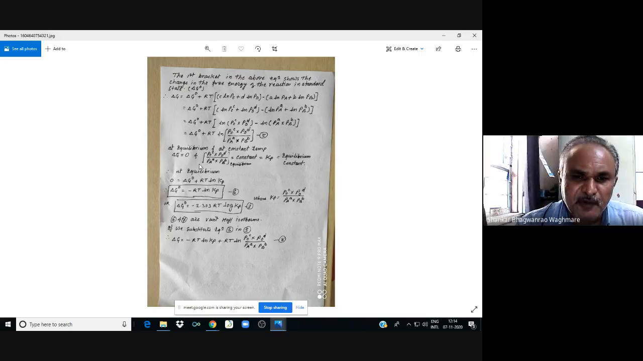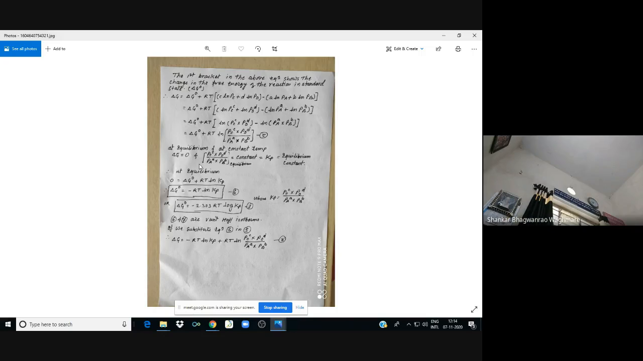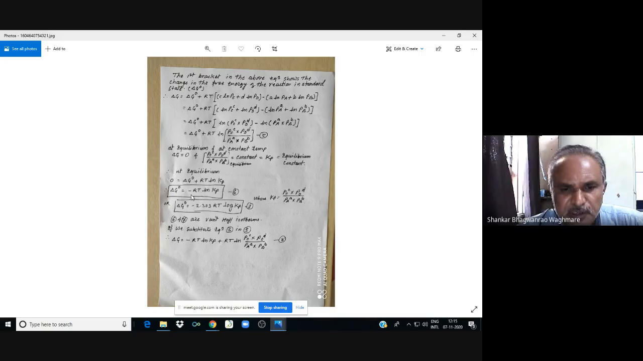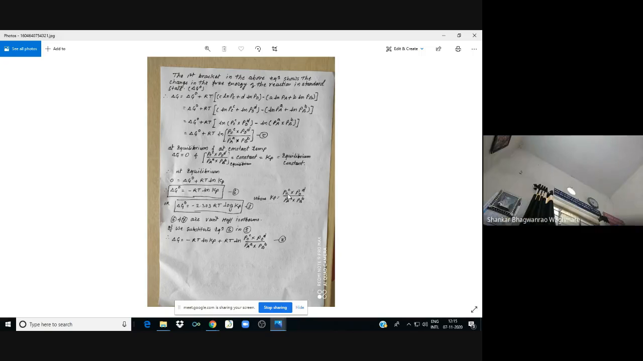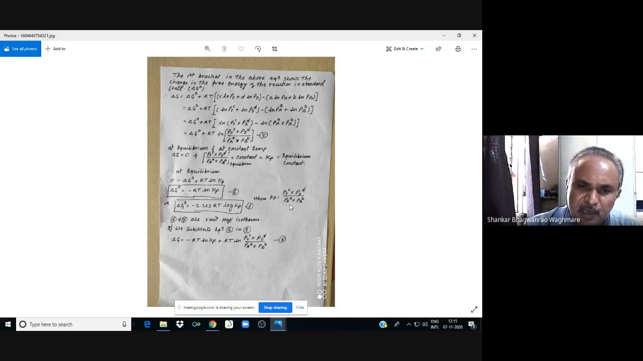And therefore, at equilibrium, if you substitute the value of delta G equal to 0, and instead of this bracket we keep the value equal to Kp, then the above equation becomes 0 is equal to delta G0 plus RT ln Kp. If you rearrange this equation, then it becomes delta G0 is equal to minus RT ln Kp. Suppose this is equation number 6, where Kp is equal to the ratio of the product of concentration of the products to the product of concentration of the reactants.